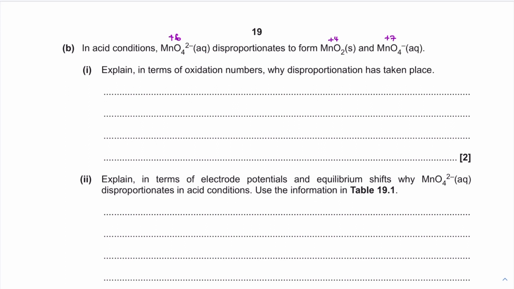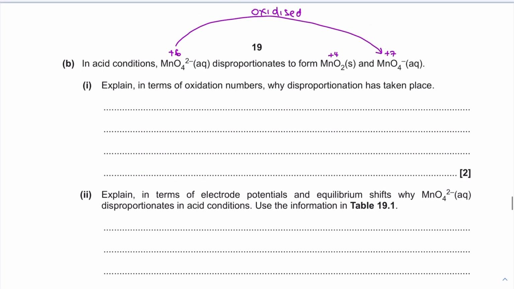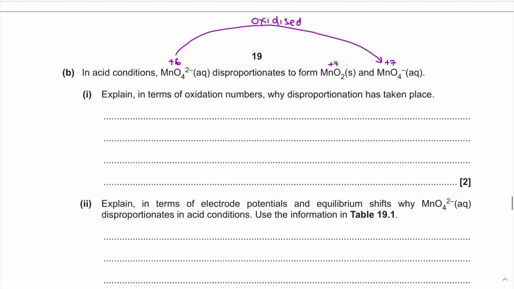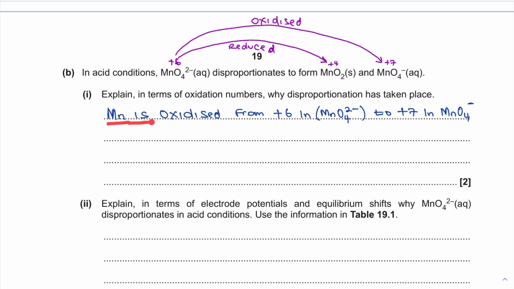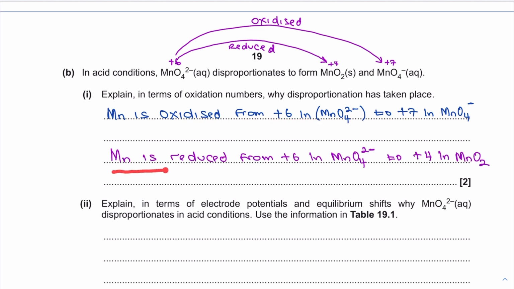And we can see from these two that oxidation has taken place. So the +6 going to +7 is oxidation, and +6 going to +4 is reduction. And so to explain that, Mn is being oxidized from +6 in MnO4 2- to +7 in MnO4-, and Mn is reduced from +6 in MnO4 2- to +4 in MnO2.